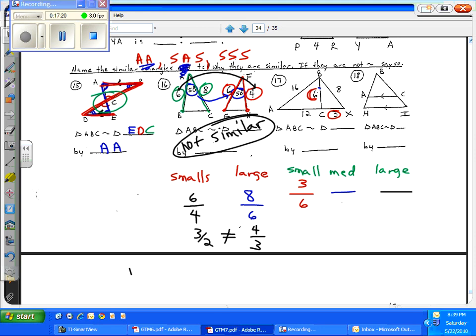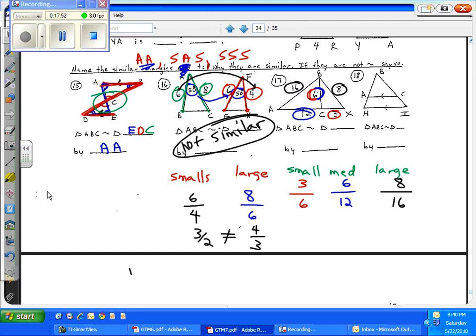The medium of the little triangle is 6. See, that's the small of the big one and the medium of the little one. See that? The medium of the big one is 12, and so we have medium 6, medium 12. The large of the right one is 8. The large of the left one is 16, so we put small over small, medium over medium, and large over large.